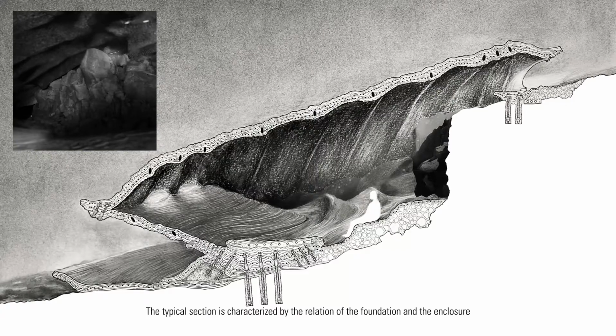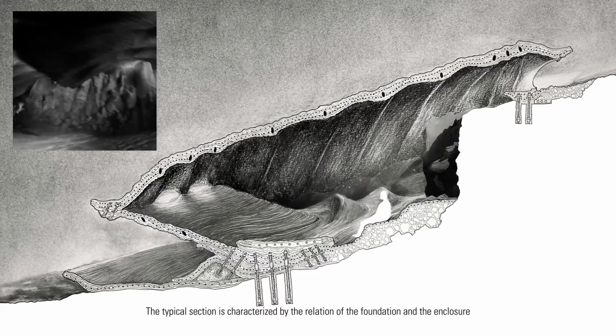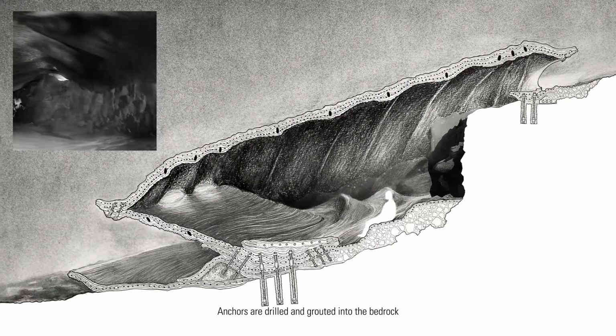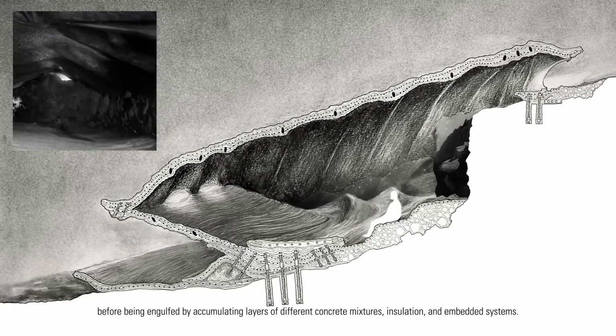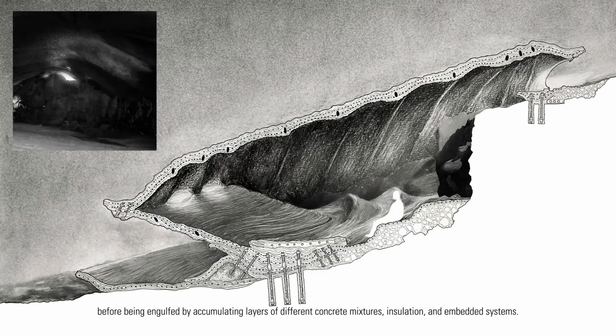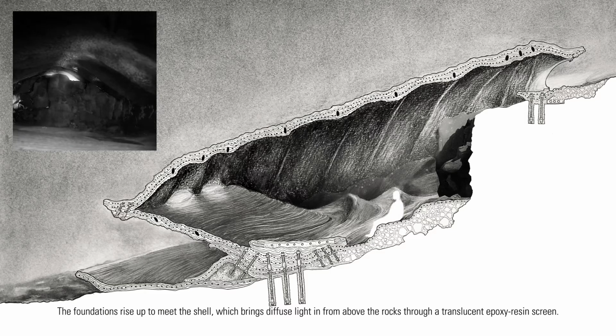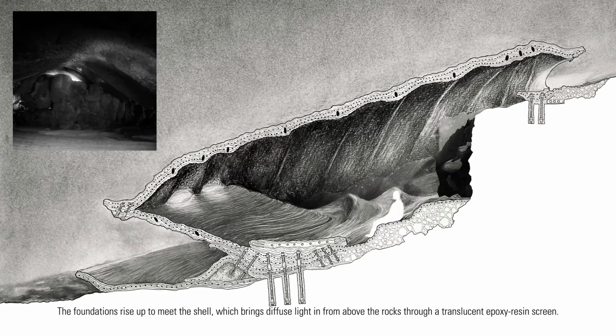The typical section is characterized by the relation of the foundation and the enclosure. Anchors are drilled and grouted into the bedrock before being engulfed by accumulating layers of different concrete mixtures, insulation, and embedded systems. The foundations rise up to meet the shell, which brings diffuse light in from above the rocks through a translucent epoxy resin screen.